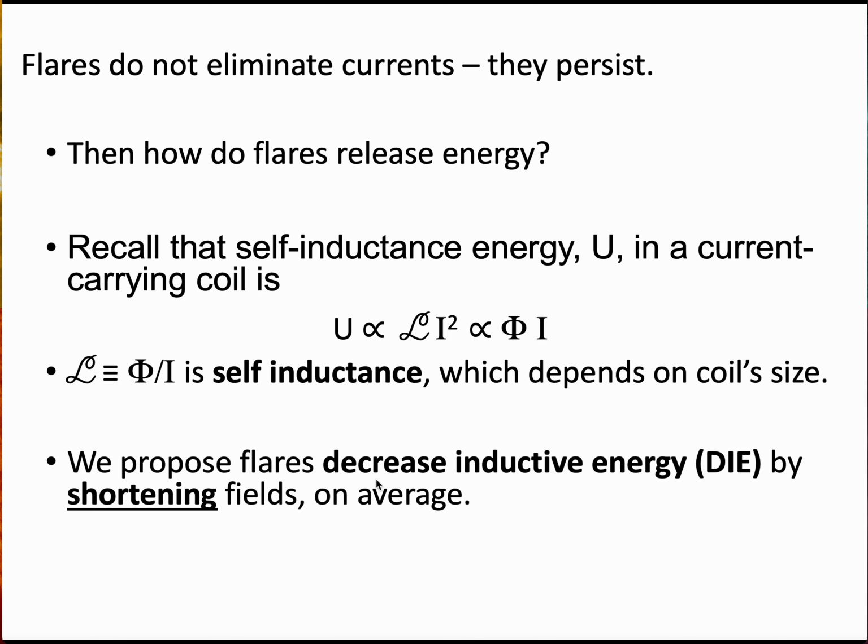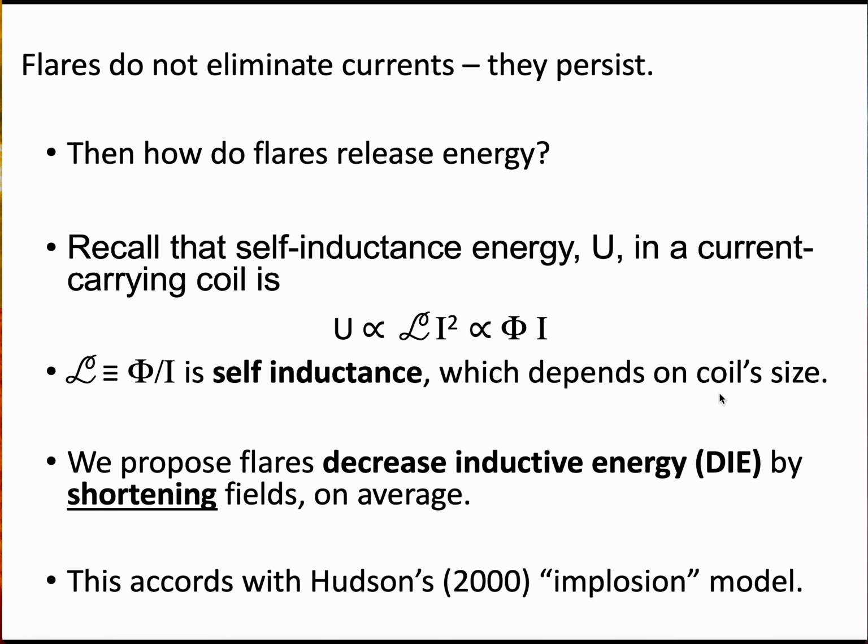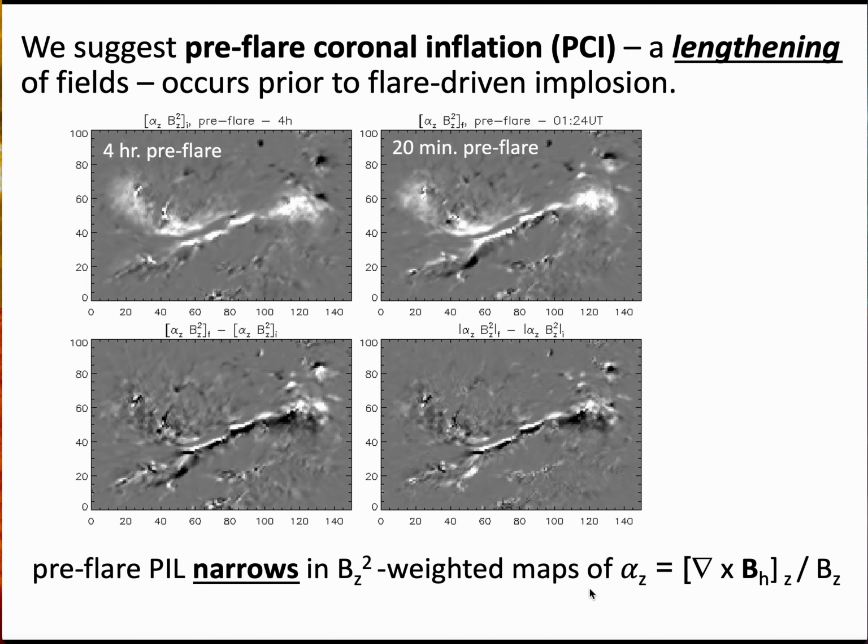We propose that flares decrease inductive energy by shortening fields, because the dominant dependence of self-inductance is on the size of the coil. So if you make the current carrying system smaller scale or shorter, then its energy has decreased. And shrinking coronal fields accords with Hudson's flare implosion model. We suggest that prior to flares, there is a lengthening of coronal fields due to pre-flare coronal inflation, which I try to illustrate with these maps of twist.